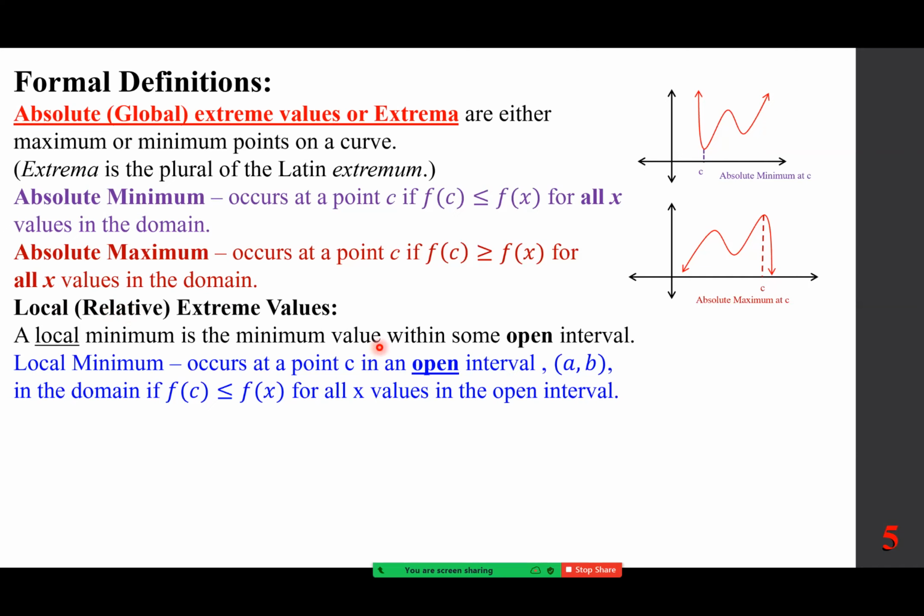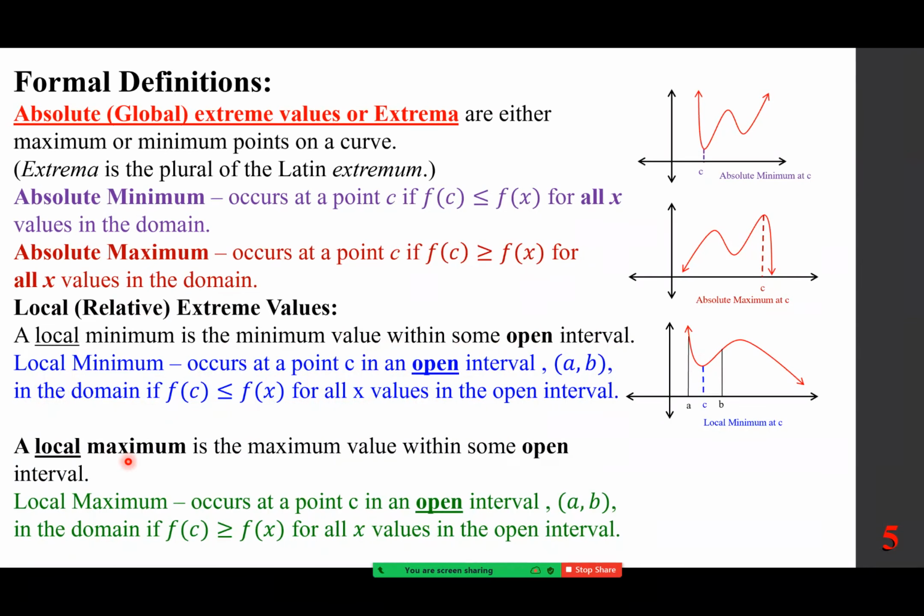A local minimum is the minimum value within some open interval. Local minimum occurs at the point c in an open interval of a to b. Remember, we use parentheses to represent an open interval. In the domain, if f of c is less than or equal to f of x for all x values in this open interval. So in this case, we have a local min, and finally a local max is the maximum value within some open interval. Local maximum occurs at the point c in an open interval of a to b in the domain if f of c is larger than or equal to f of x for all x values in this open interval.